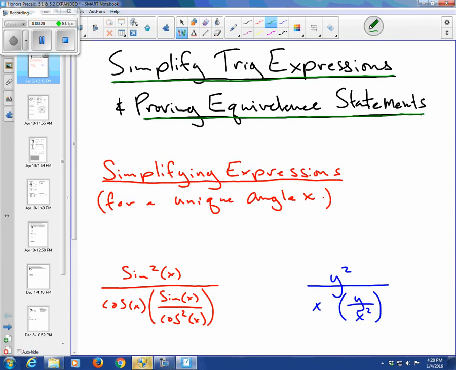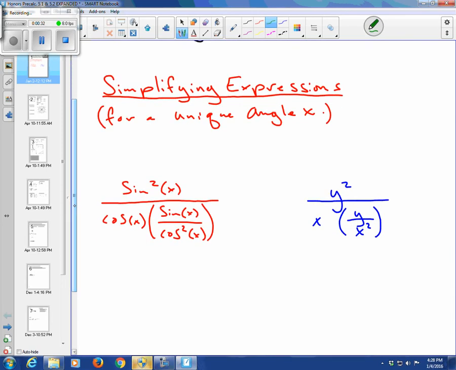So what do we mean when we talk about trig expressions? Well, with trig expressions, basically we're looking at expressions that are multiplying, dividing, adding or subtracting trig functions. We've got an example of a trig expression right here. Here we're only multiplying and dividing, but we could be adding and subtracting as well.